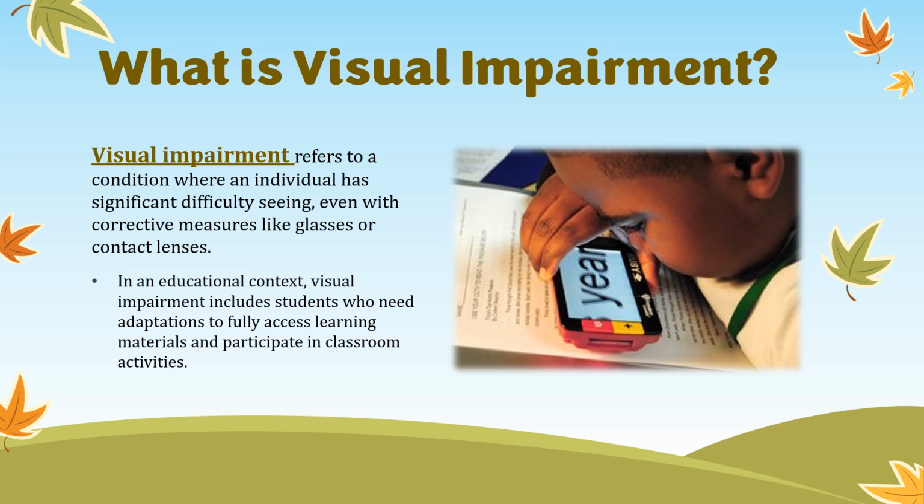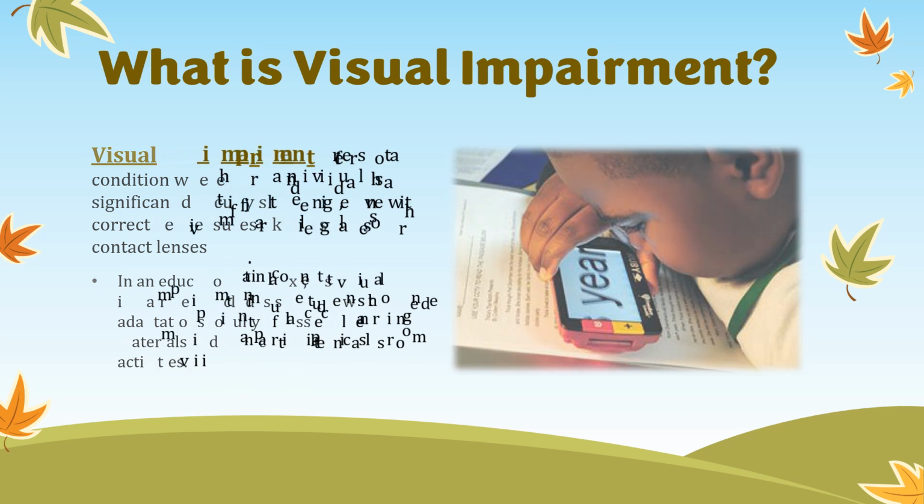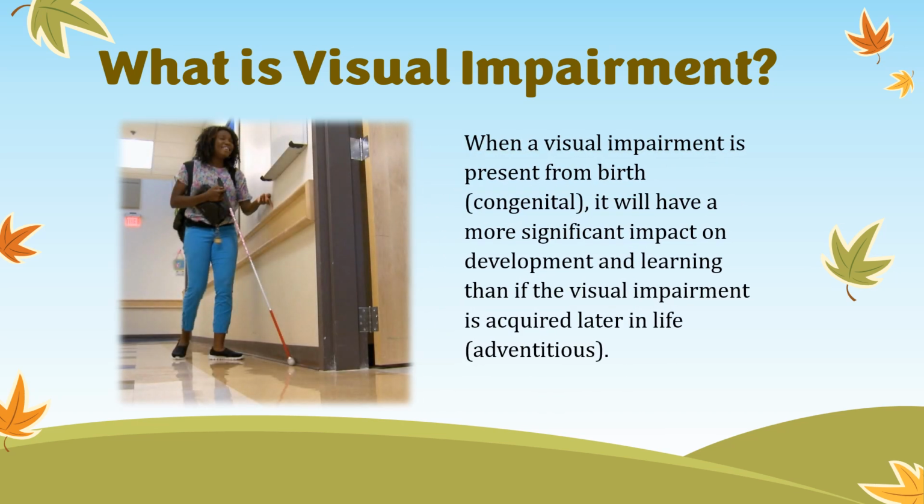What is visual impairment? It can be present from birth. It has more impact than if you were to be born with sight and then lose it later on. So it's harder for individuals that are born without their sight than it is if you have sight and lose your sight later on.